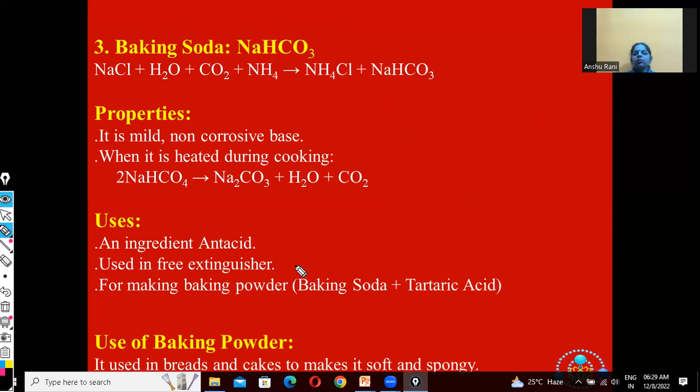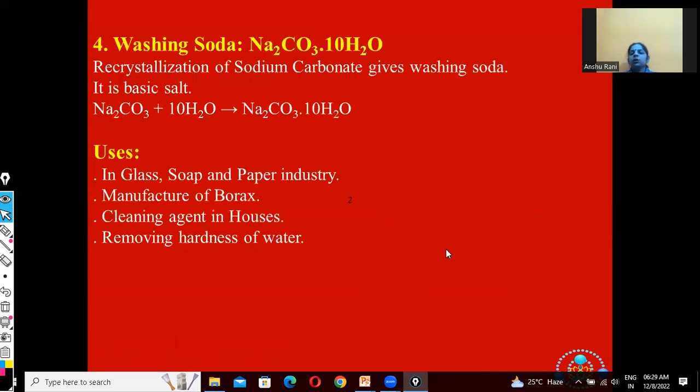For making baking powder, we need to add tartaric acid. We need to add certain edible acids in it, which can neutralize its bitter effect. Because if you use only baking soda, your cake will be bitter in taste. So we use baking powder along with baking soda to neutralize this bitterness. Baking powder is used in the baking industry to make things fluffy and crispy.